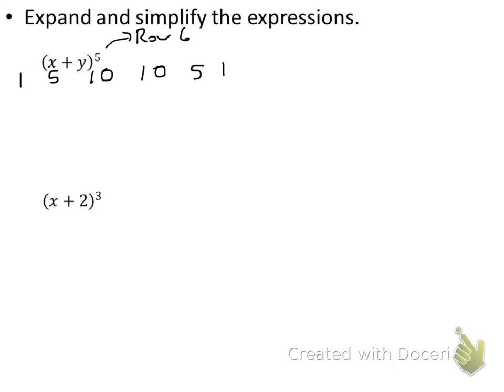So let's start it off. Here I've got 1, x to the 5th, y to the 0. I'm not going to write that, it's just 1. Then I go 5, x to the 4th, one less, y to the 1st.